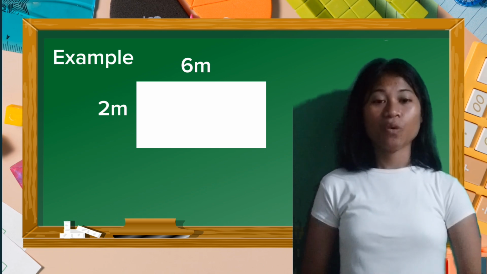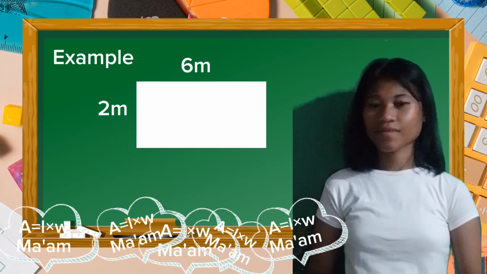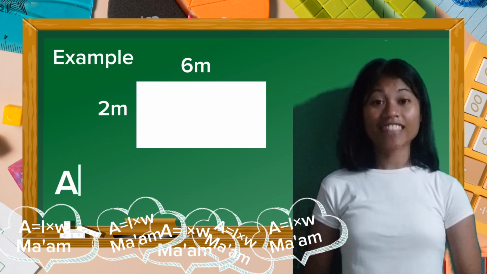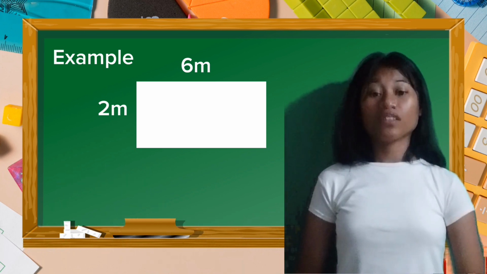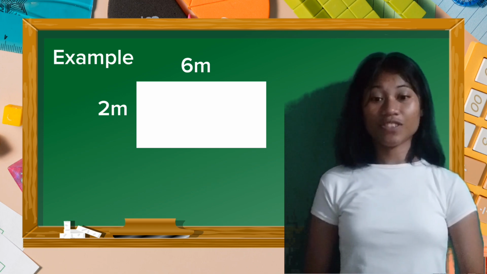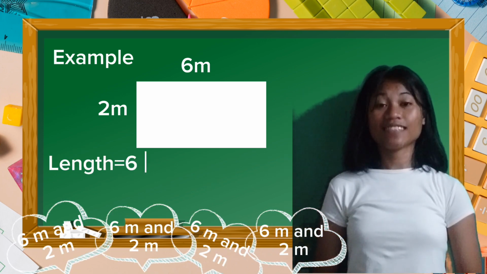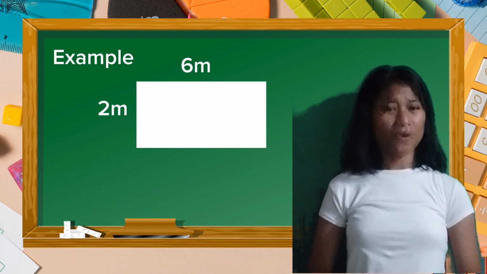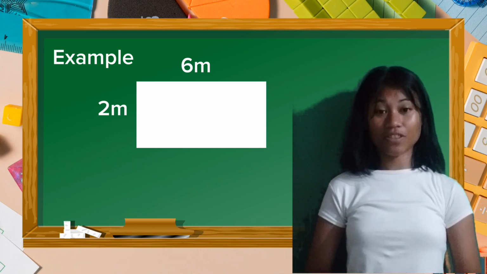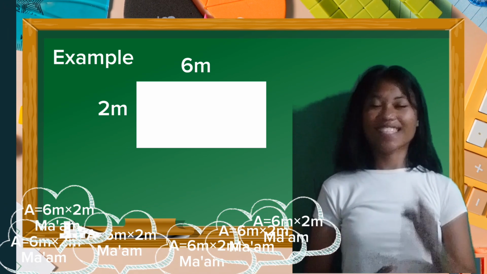So first, what's our formula for the area? That's right, A equals L times W. Now, what are our length and width values in this example? Excellent! The length is 6 meters and the width is 2 meters. So, how would we substitute these values into our formula? Exactly!